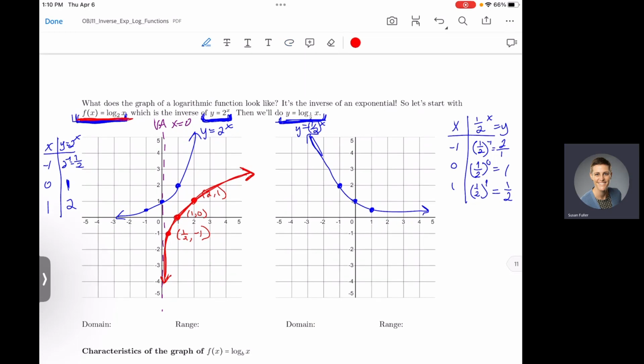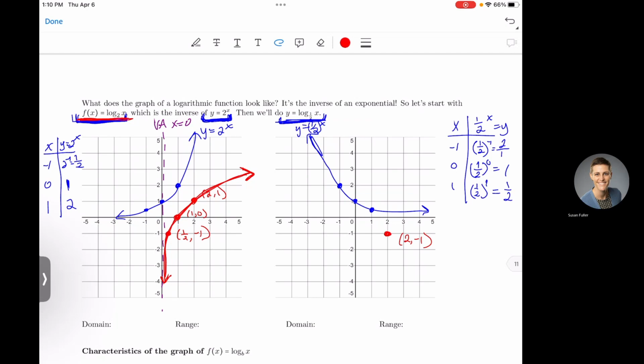Well, my logarithmic function, y equals log base 1/2 of x, is going to be the inverse of this. So I'm going to switch x and y because that's what inverse functions do. Instead of this point -1, 2, I'm going to have the point 2, -1 on my inverse function. Instead of the point 0, 1 on my original function, I'm going to have 1, 0 on my inverse function. Switch x and y. And instead of the point 1, 1/2, I'm going to have the point 1/2, 1 on my inverse function because we switch x and y.